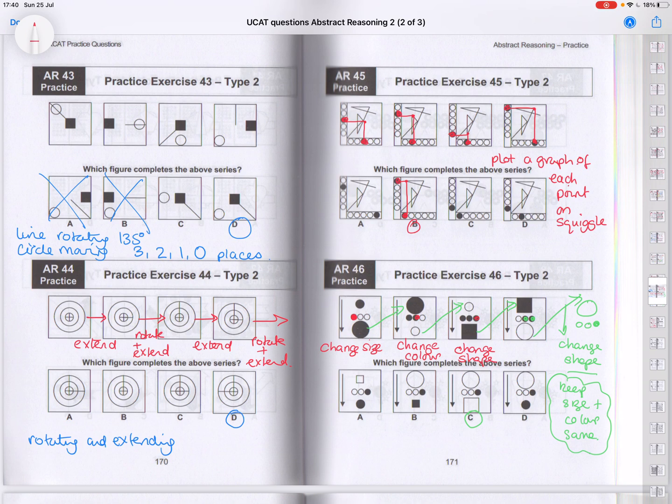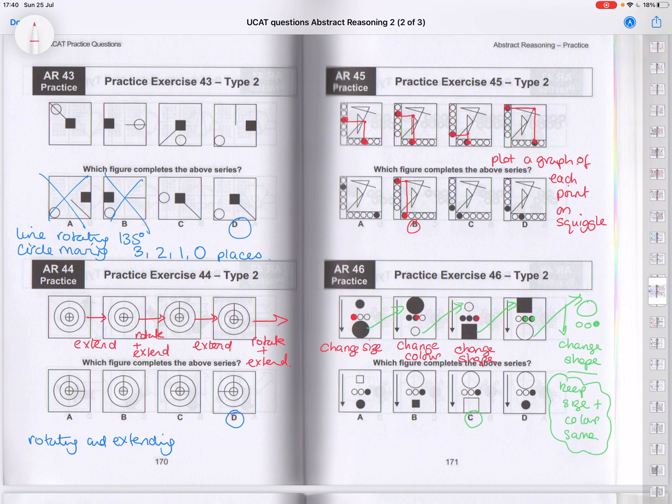This 45 had me flummoxed for a bit until I realised the squiggle was important. I tried ignoring the squiggle to begin with, thinking that the squiggle was just a distractor. But actually it's plotting a graph. So the dots represent the coordinates of each point on the squiggle, which means the correct answer is B.